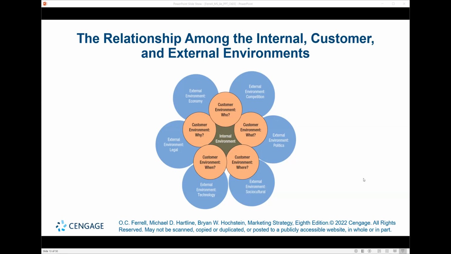Just as I said before, the environments do not operate independently. A shift in one environment may fundamentally change another. And so we don't work in a vacuum, and we need to take all of those things into account.